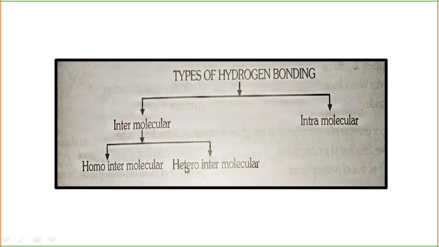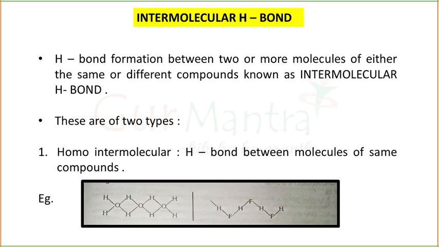Let's study about number 1 type of hydrogen bonding, that is intermolecular hydrogen bonding. Hydrogen bond formed between two or more molecules of either the same or different compounds, that is known as intermolecular H bond or intermolecular hydrogen bonding. There are two types of intermolecular hydrogen bonding. Number 1 is homo-intermolecular. Hydrogen bond between molecules of same compound.